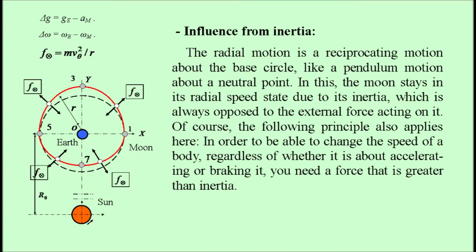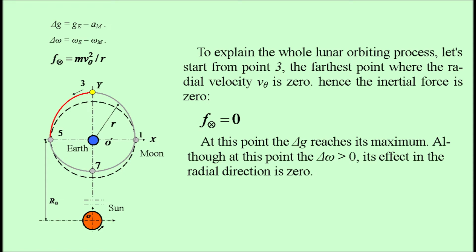Of course, the following principle also applies here: in order to change the speed of a body, regardless of whether it is accelerating or braking, you need a force that is greater than inertia. To explain the whole lunar orbiting process, let's start from point 3, the farthest point, where the radial velocity v theta is 0. Hence the inertial force is 0. At this point the delta g reaches its maximum. Although at this point the delta omega is bigger than 0, its effect in the radial direction is 0.